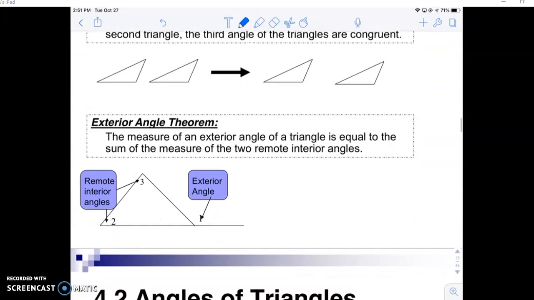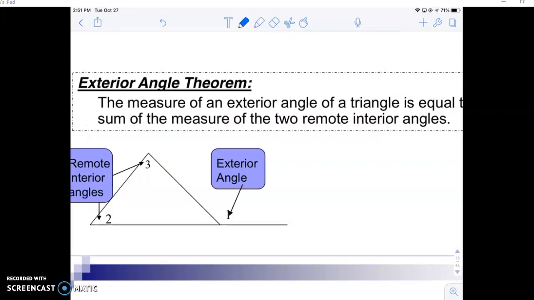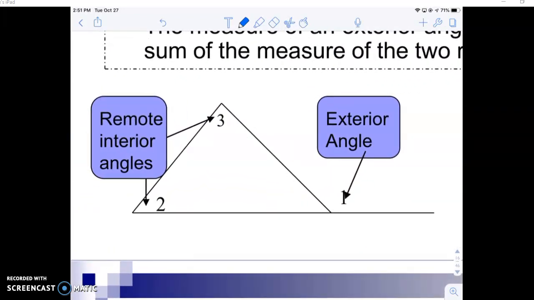The third theorem is called the exterior angle theorem. If you look at this figure right here, the inside angles of the triangle, we call them interior angles. The opposite is called an exterior angle. It's the angle that forms a linear pair outside. This angle here would be an example of an exterior angle. This right here is another example of an exterior angle. It's an angle that creates a linear pair with those angles that are inside of a triangle.